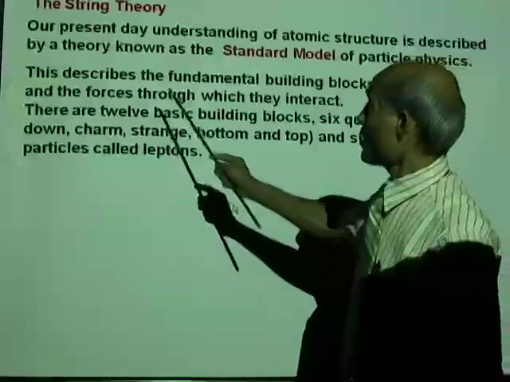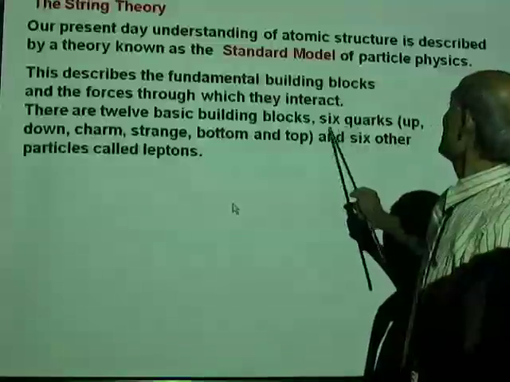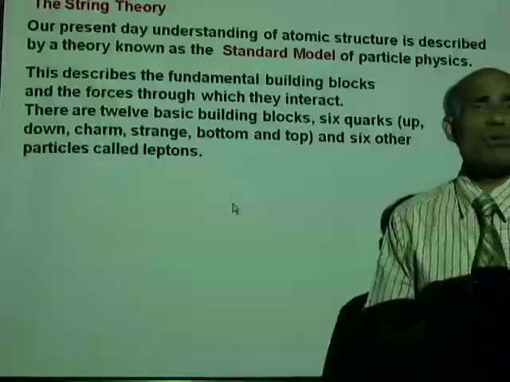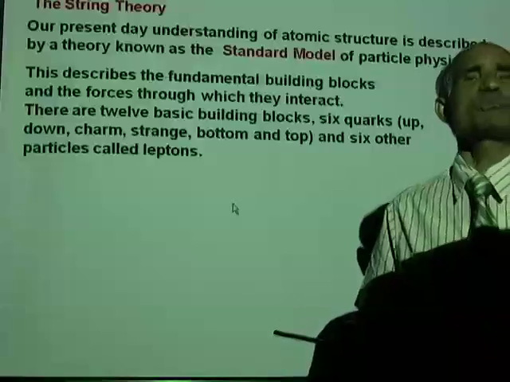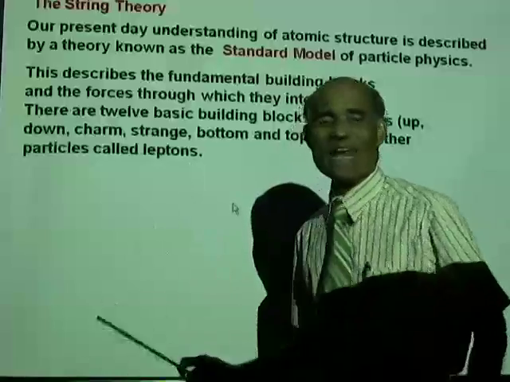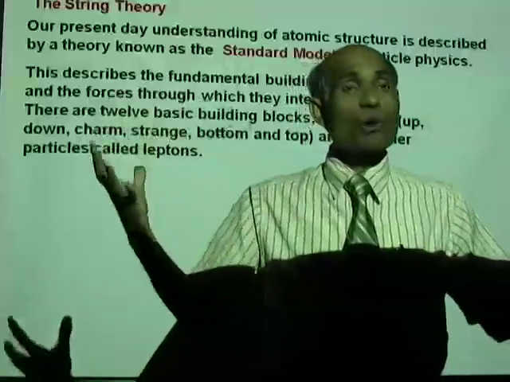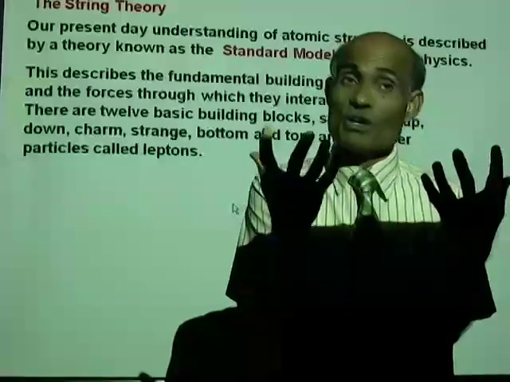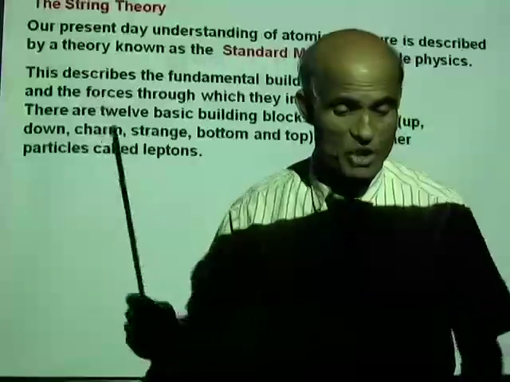Now, according to this theory, there are 12 basic building blocks. And these 12 are 6 quarks. There is an up quark, a down quark, a charmed quark, a strange quark, a bottom quark, and a top quark. So there are 6 quarks, and there are 6 other particles called leptons. So according to the Standard Model, the building blocks of all matter are actually the 6 quarks and 6 leptons. Well, the scope of this lesson does not allow me to go any further than that, because these are very complex ideas.